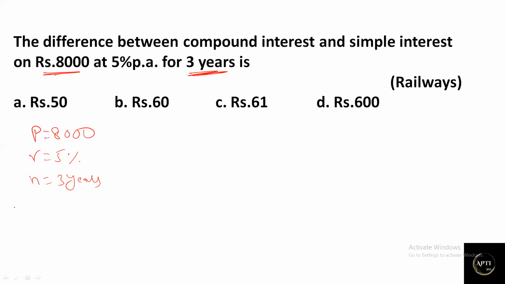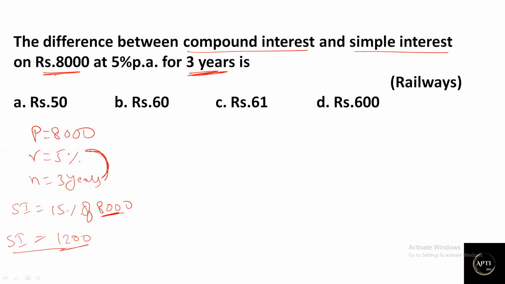Okay, now how is simple interest calculated? Because they are asking us to find the difference between compound interest and simple interest, first we'll calculate simple interest. See, calculating simple interest is just a matter of seconds. Simple interest means n into r. What is n into r? 15%. What is 15% of 8,000? Here 10% is 800, 5% is 400. What is 10 plus 5? 8 plus 4, 1200. So the answer is 1200 simple interest. See how easy it is to calculate if you know this small approach. Now simple interest is 1200, we know.